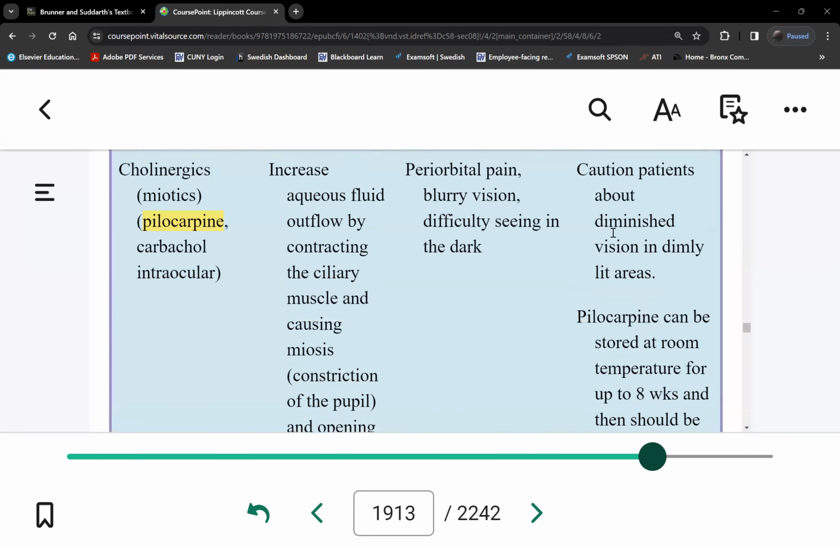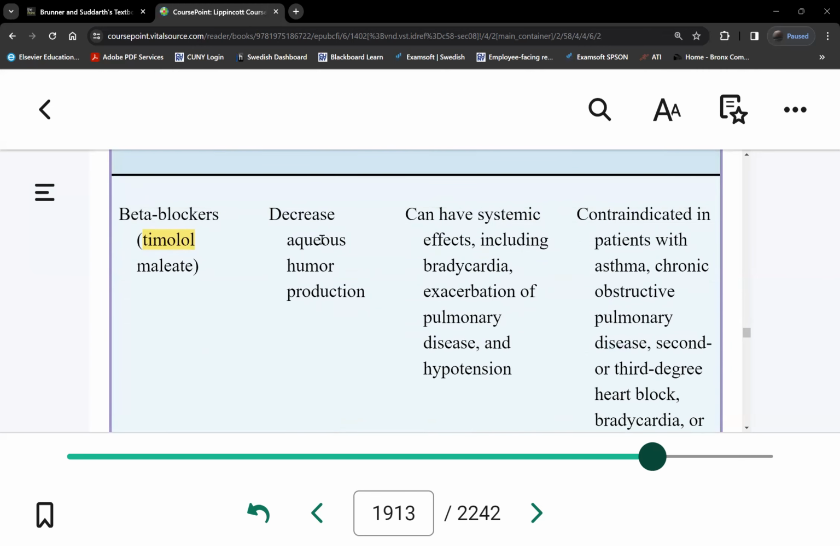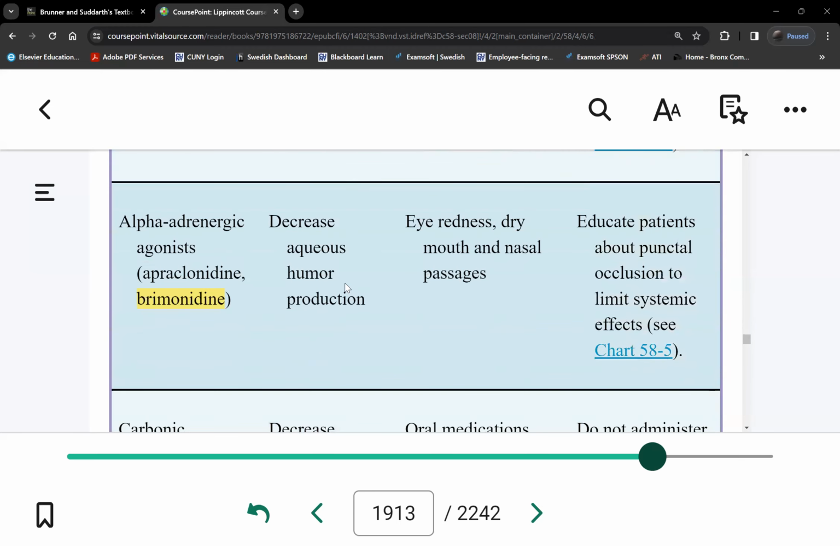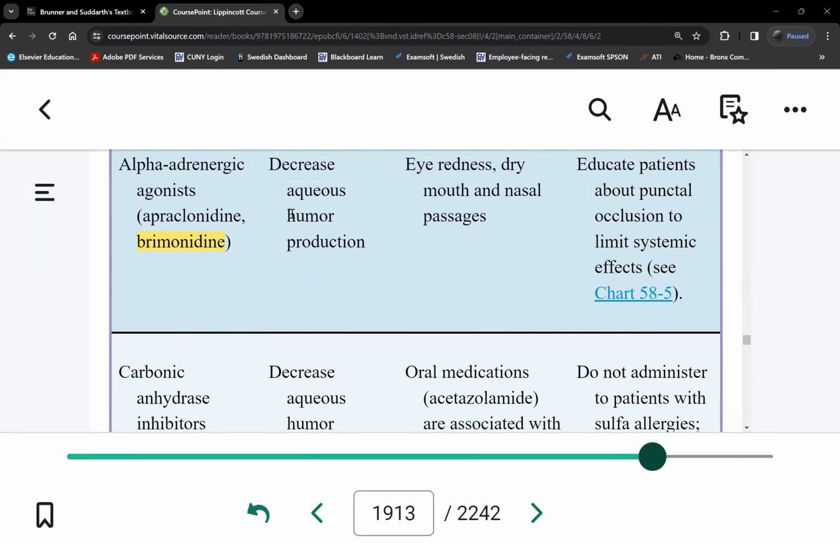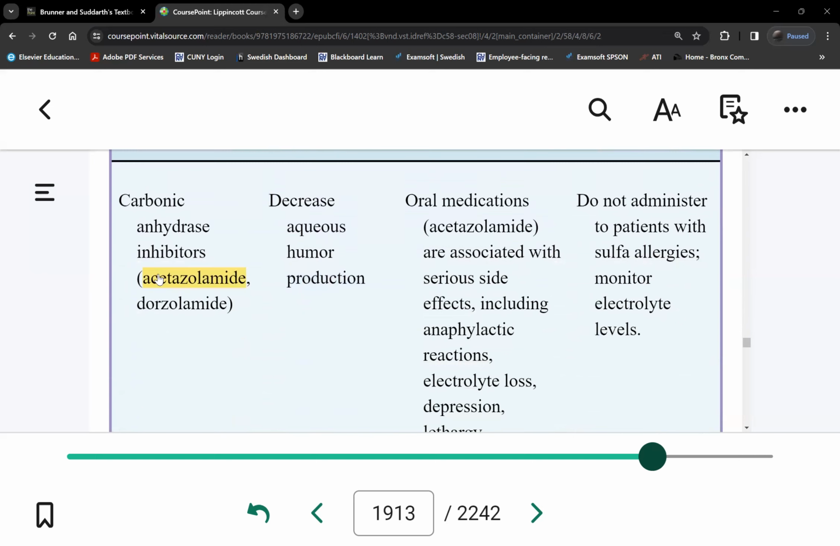So if you go back to pilocarpine, this one increases drainage. What does timolol do? Decrease production. What does brimonidine do? Decrease production. What about acetazolamide? Decrease production. Now, acetazolamide is a diuretic.